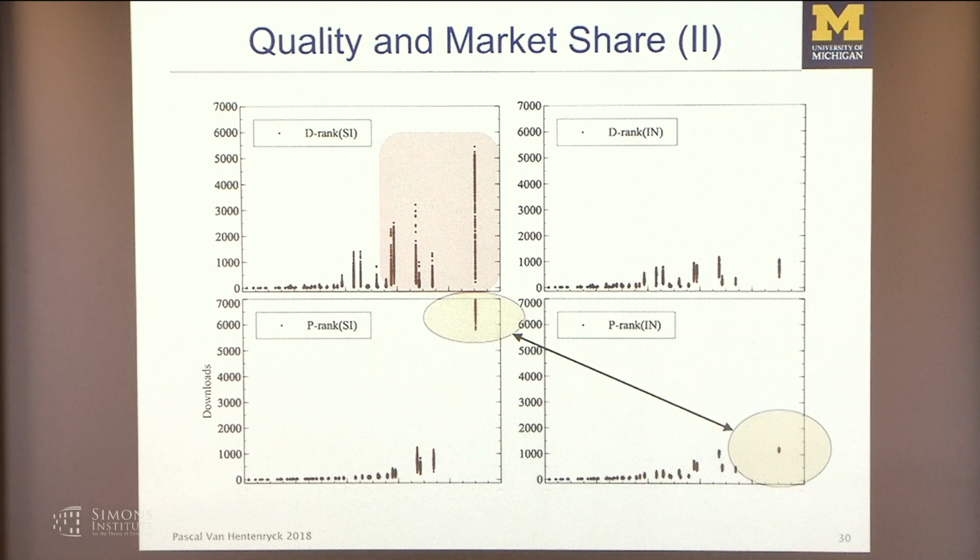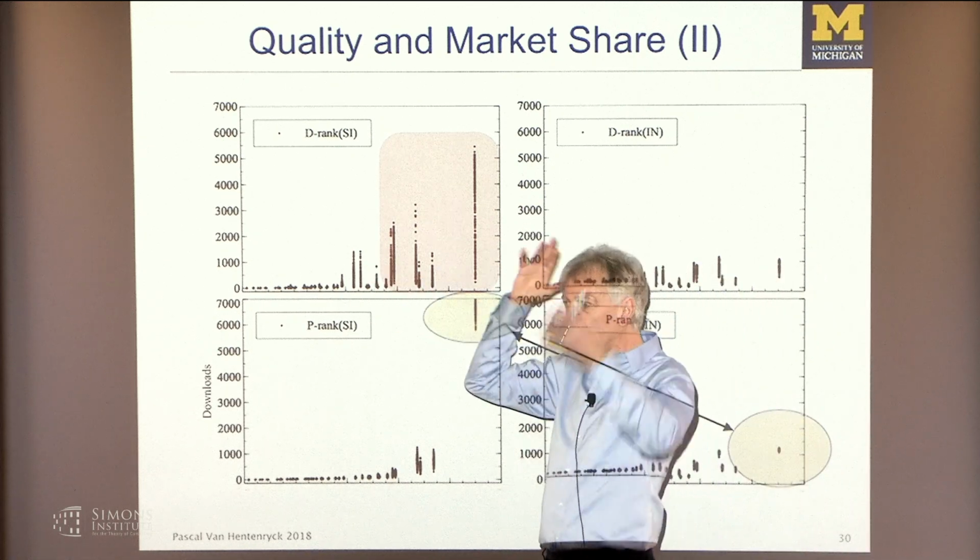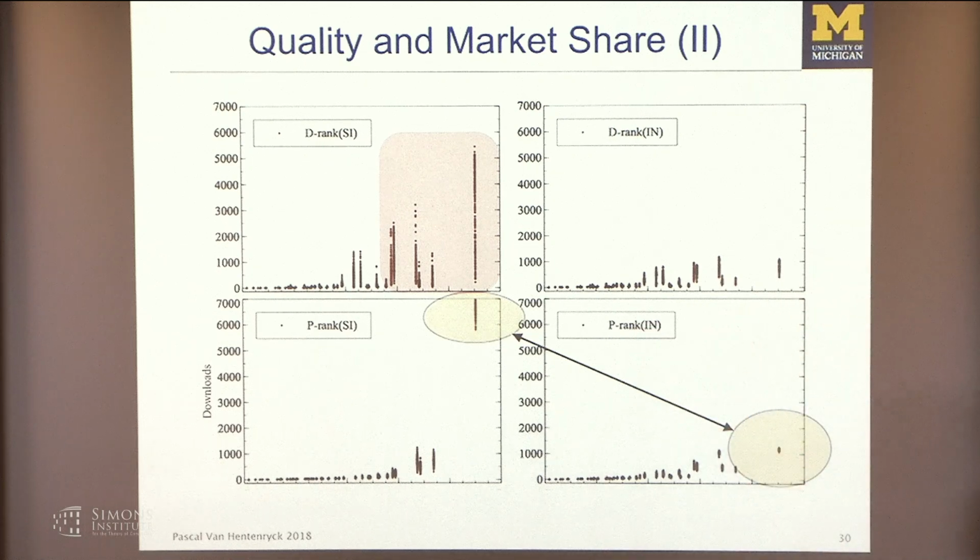Okay. The other one is popularity ranking. It really depends on the initial condition, right? So this product somehow, for some reason in this experiment, that's what happened. Okay.